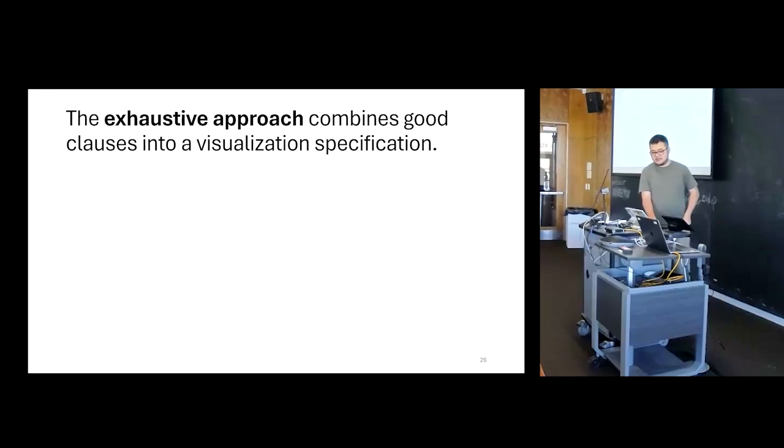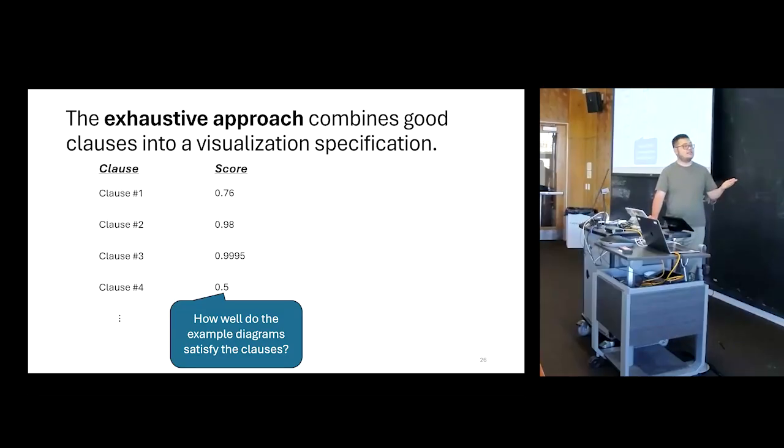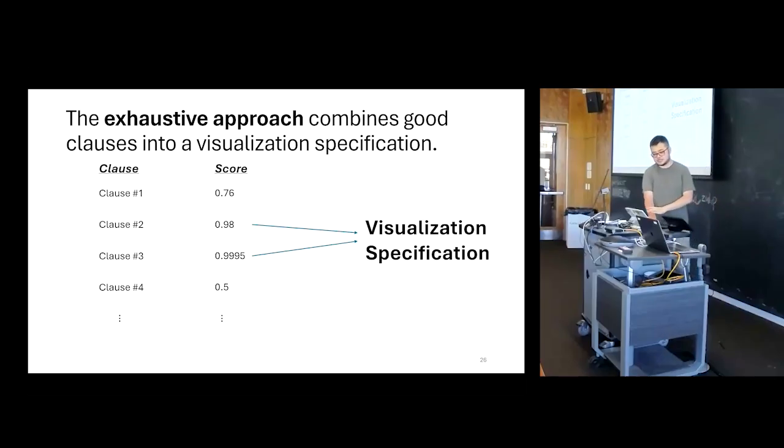And we can start with a naive and exhaustive approach that essentially searches through all possible clauses up to a certain bound. For each clause, our language allows us to compute a numerical score on how well the example diagram satisfies the clauses. If the score is closer to 1, that means the example diagram satisfies the clauses very well. If they are closer to 0, that means that example diagrams violate the clauses. In the end, we just compose the high-scoring clauses into a visualization specification, which by construction should satisfy all user-provided examples.